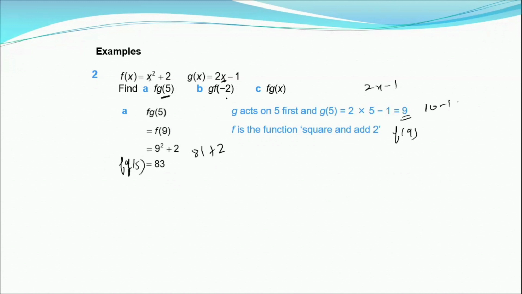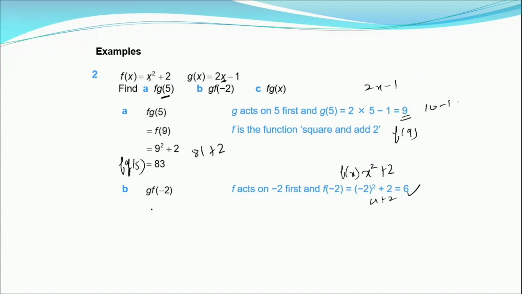Next, it is g of f of minus 2. So we will be doing f of minus 2 first. In the f function, wherever there is x, we are going to put minus 2. F of x was x square plus 2. So we put the minus 2 value in place of x. Minus 2 square is 4 and 4 plus 2 we get as 6.